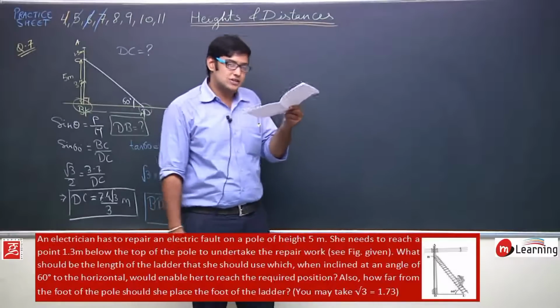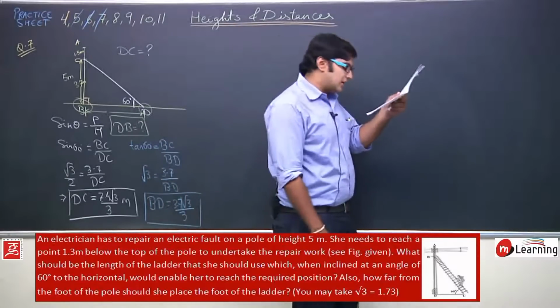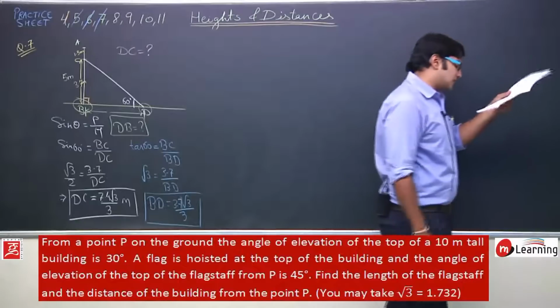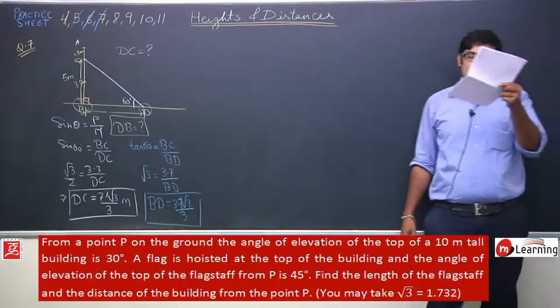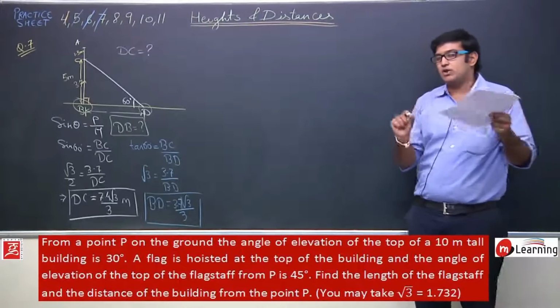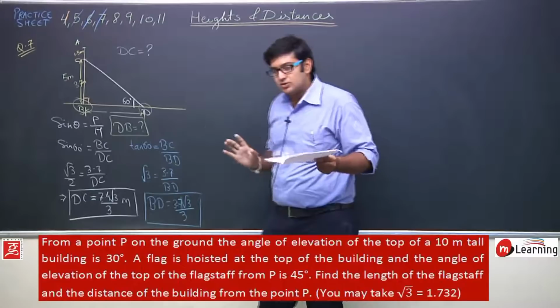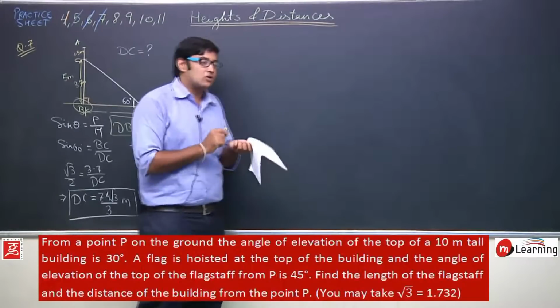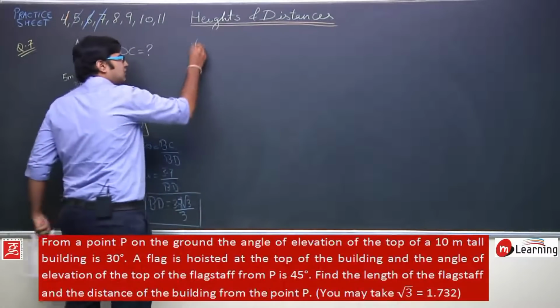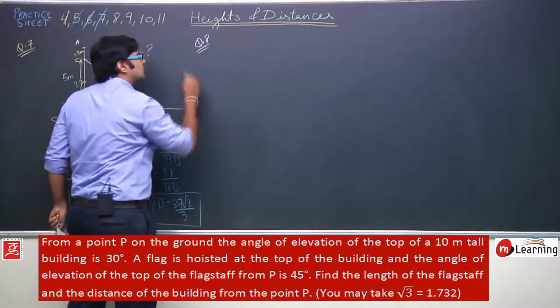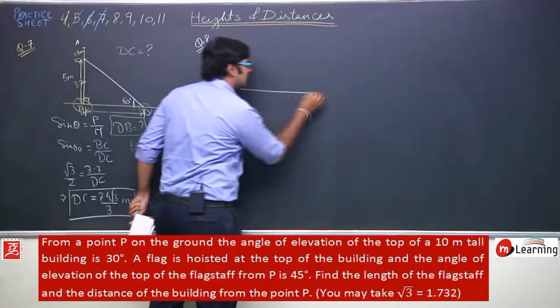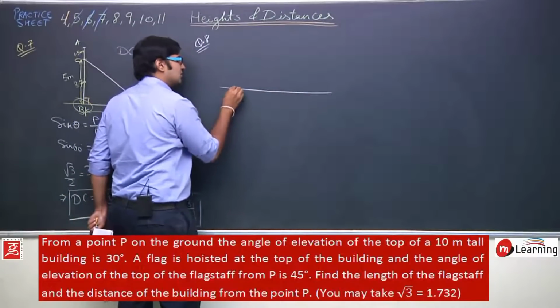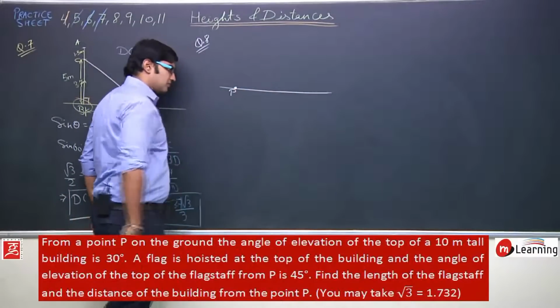Now let us move further. We need to solve question number 8. Question number 8 says, from a point P on the ground, okay, there is a point P on the ground. So we have understood this much, that there is a point P on the ground. So question number 8, let us first make a ground and let us mark a point P.